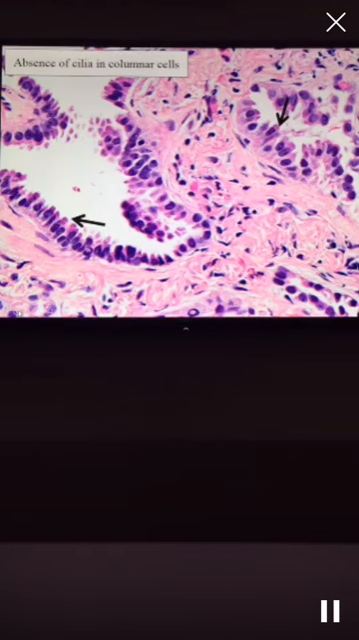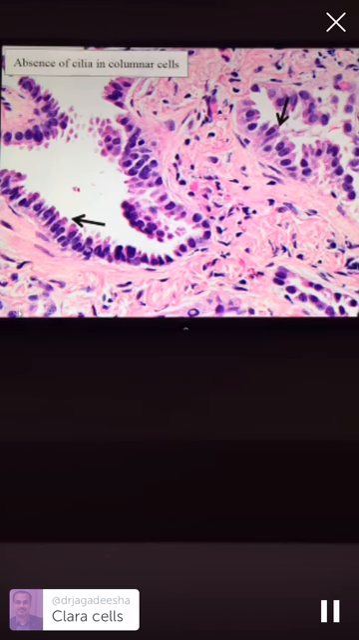What's that? Clara cells are cuboidal, so that's the key. Clara cells certainly don't have cilia, that's correct, but they are not columnar, so they're not tall. They are cuboidal, kind of dome-shaped. Anything else? There is one more cell in the bronchus that can be... Reserve cells are at the bottom. They're close to the basement membrane. Small cells, they're not columnar.